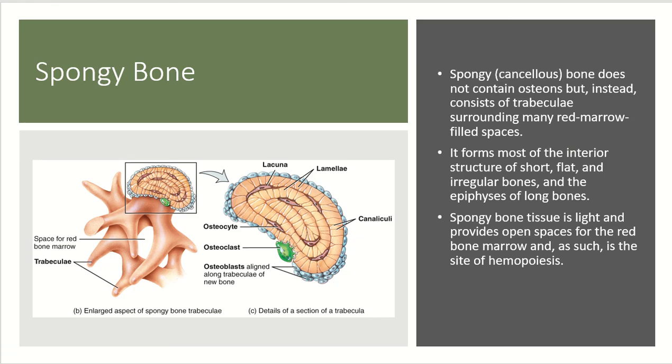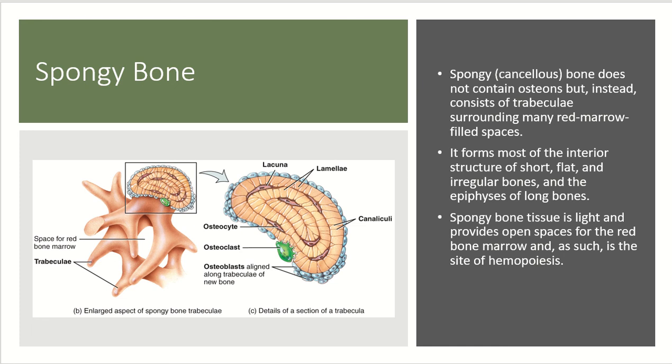The other type of bone tissue that we're going to talk about is called spongy bone, and this is also sometimes called cancellous bone. This is not going to contain osteons. Instead, it's going to consist of trabeculae, which you can see here, these kind of staghorn-like projections. These are going to be surrounded by many red bone marrow-filled spaces.